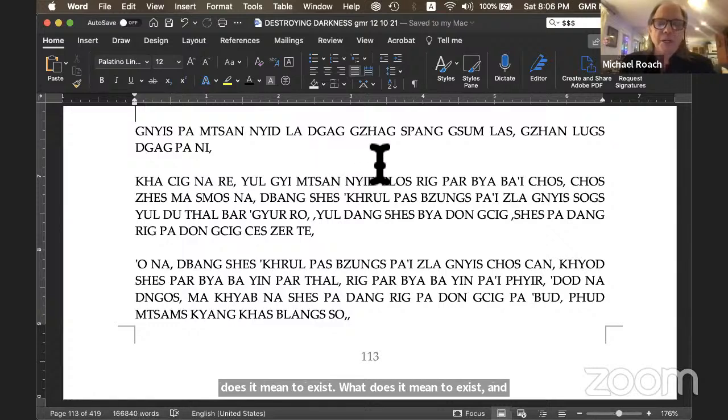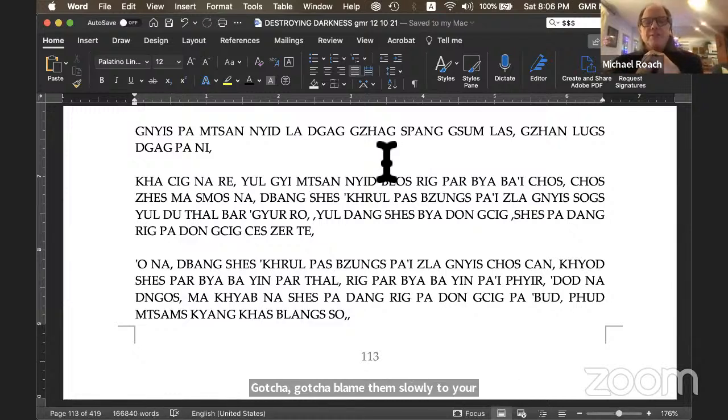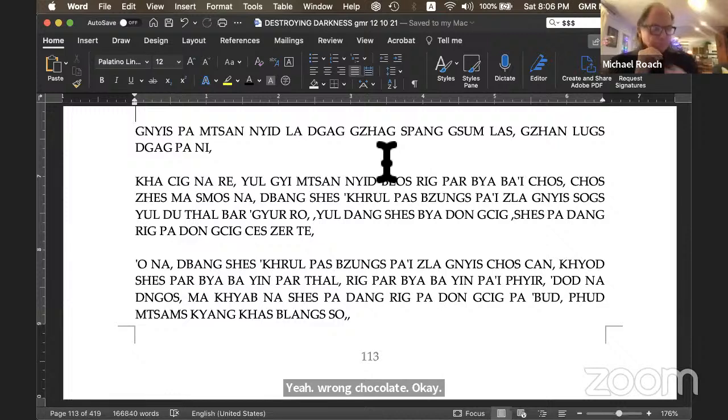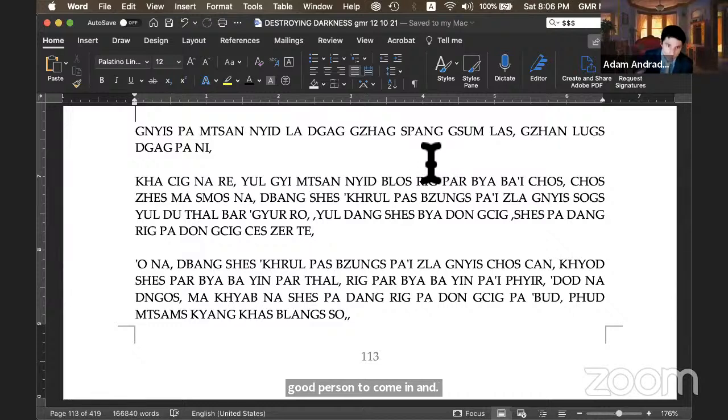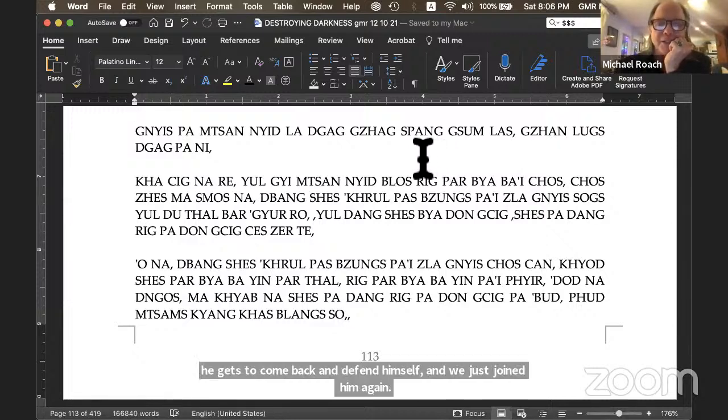And we're going to cover that in 3 parts, Adam. Explain them slowly to your audience. Let's see, you've got Shinmuk Gakpa, which is where somebody comes and presents their position, and then we refute what they say. You got Rangluk Shakpa, which is where we present our own view. And Sipa Hongwa, which is essentially where we allow the person to come back and defend himself, and we destroy him again. He tries to throw a punch, and we punch him out again.